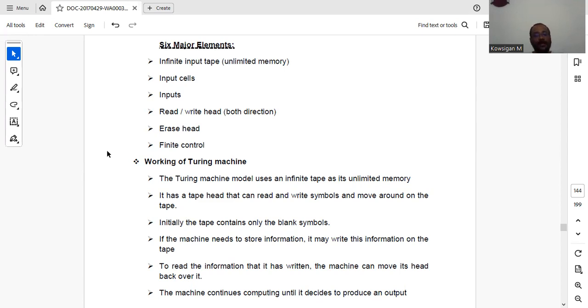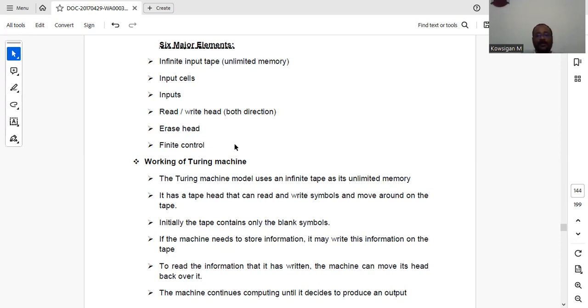So coming to the elements of Turing machine, these are the 6 major elements. One is the infinite input tape, which has unlimited memory. Next is input cells. Then the third thing is inputs, which occur in the input cells. And the fourth thing is the read or write head. So the read and write operation can be performed in both directions, either on the right hand side or on the left hand side. The next thing is the erase head, and the last thing is finite control. The finite control performs all these operations: the read operation, write operation, as well as the erase operation.